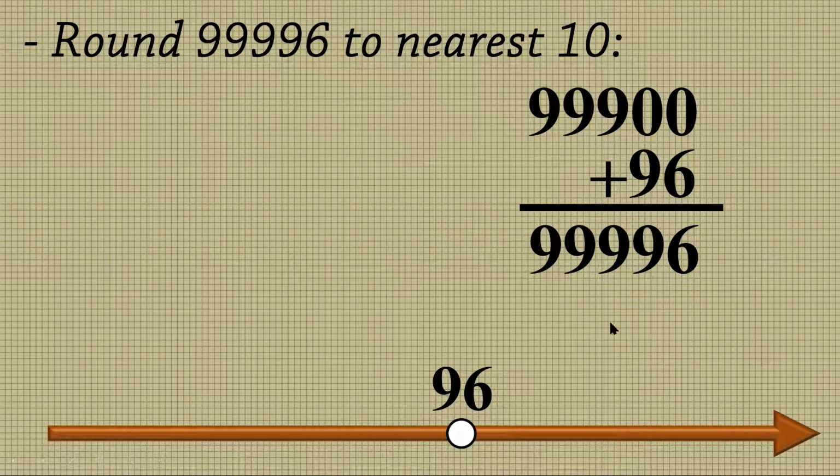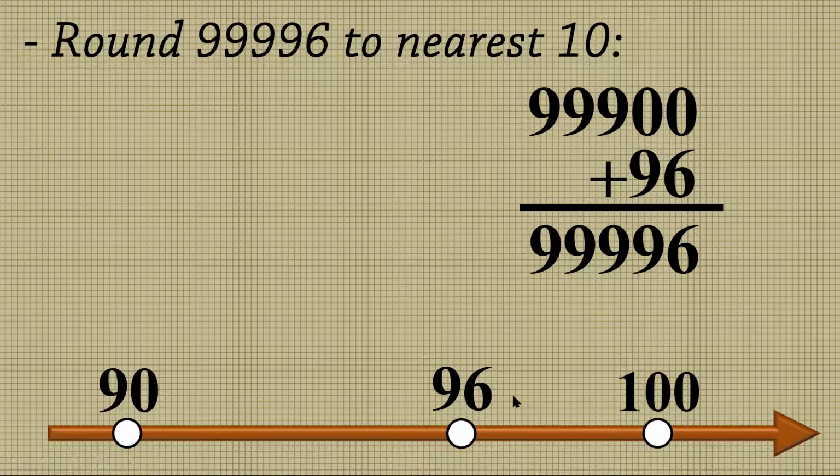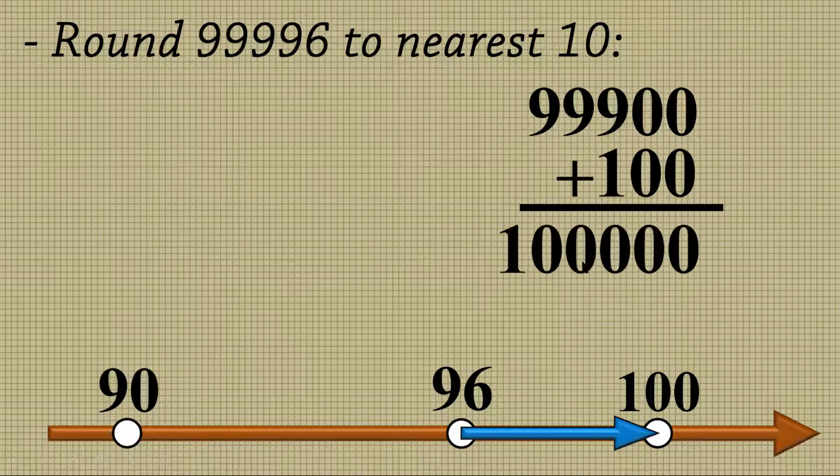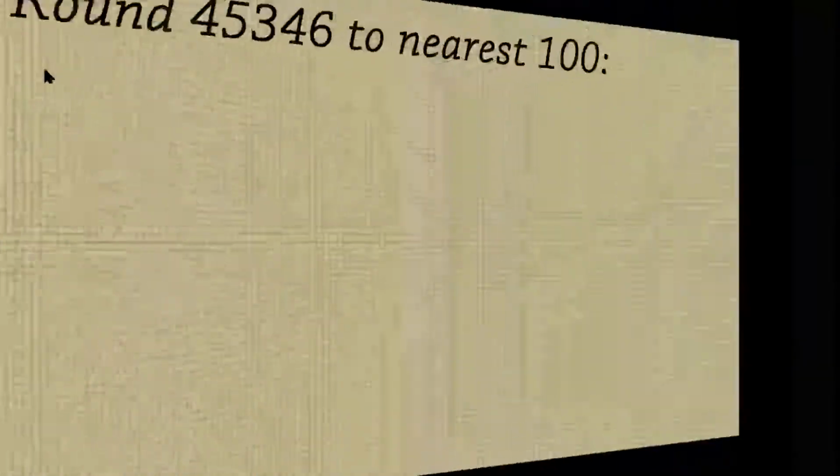99,900 plus 96. 96 will have the previous gas station as 90 and the next gas station as 100, you know. Anyway, 96 is closer to the next gas station, so it's rounded up. I will substitute 96 for 100. And so, as you see, the answer will be 100,000. The rounding has affected all the previous digits. So it's very, very important.